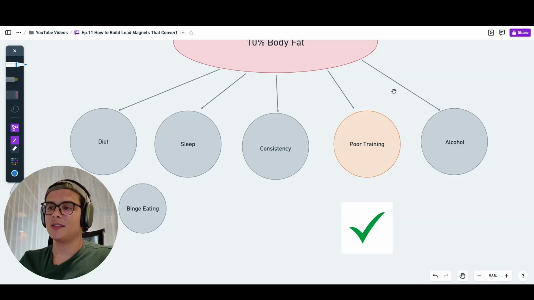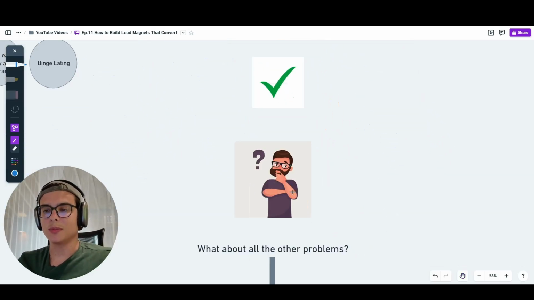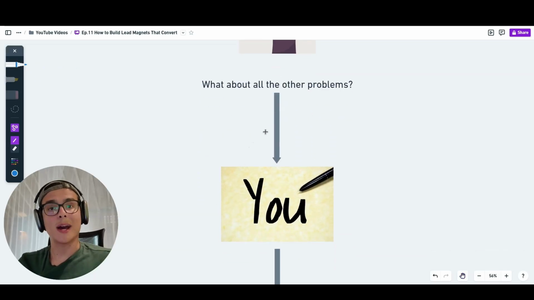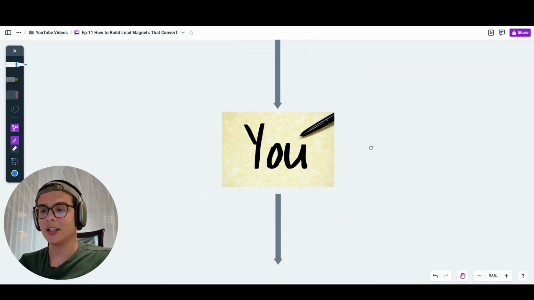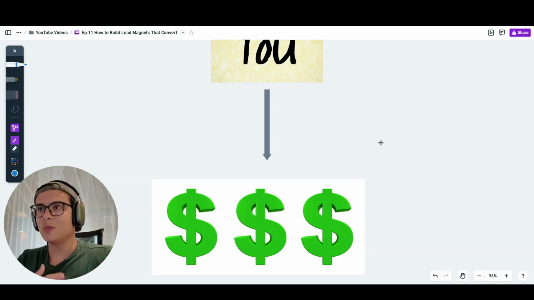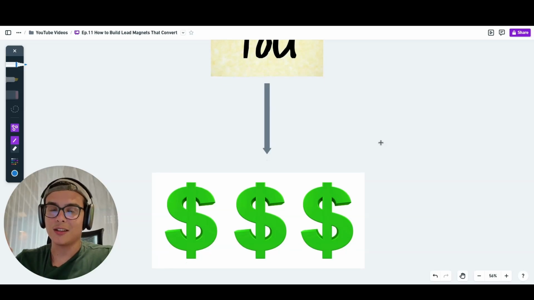So let's say that in this example, you chose poor training. Once you solve that problem, the person will be thinking, great, what's the next step? What about all the other problems? They think back to you because you came through on that lead magnet, and then boom, you make the sale. That's as simple as it is. Even with no proper follow-up sequences set up in place, you can still probably make a bunch of sales if your lead magnets actually come through to the extent that they can, if you do it in the way that I've just been showing you.